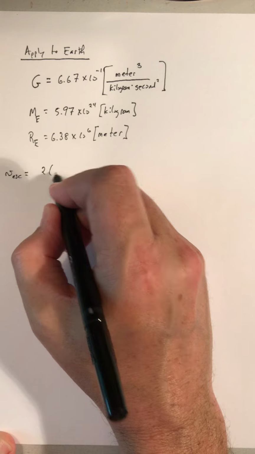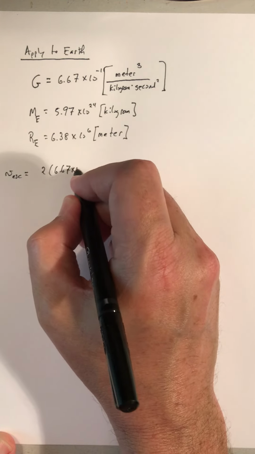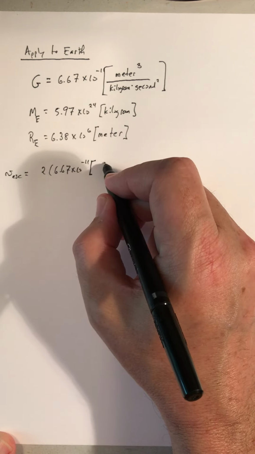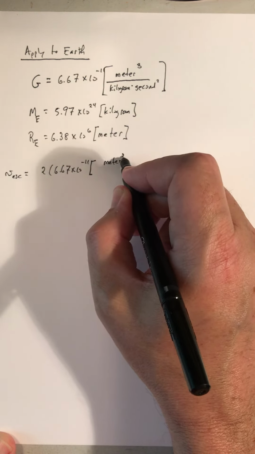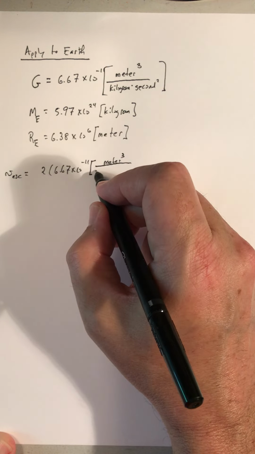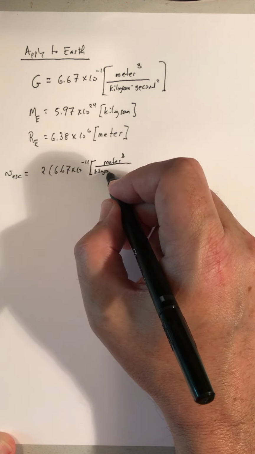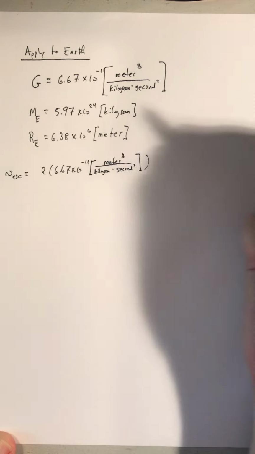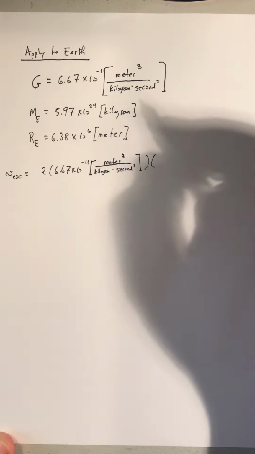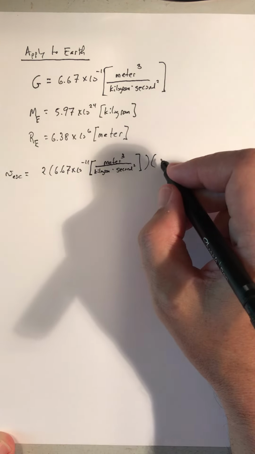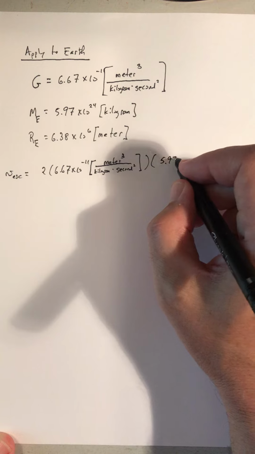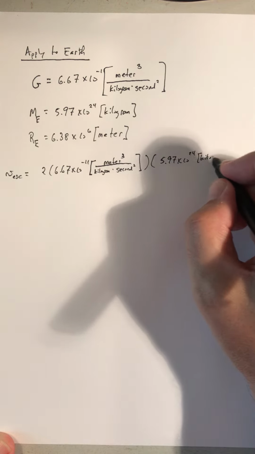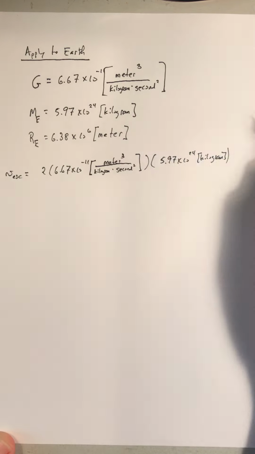I'm going to have G, 6.67 times 10 to the minus 11 meters cubed over kilogram second squared. I'm going to have the mass of the Earth, 5.97 times 10 to the 24th kilograms, because Earth is kind of big.